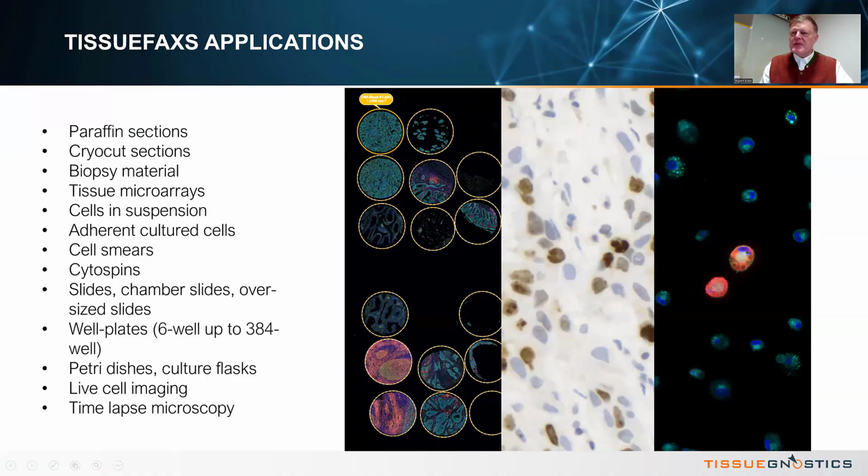All types of samples can be analyzed, from paraffin embedded tissue, cryo-cut sections, biopsies, TMAs, tissue microarrays, and so on.